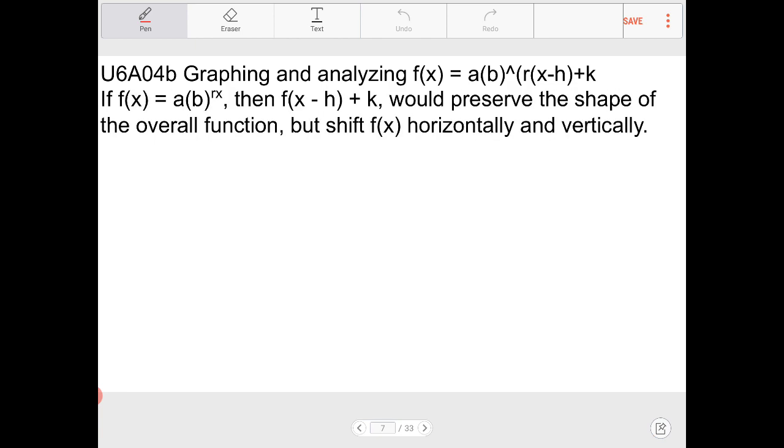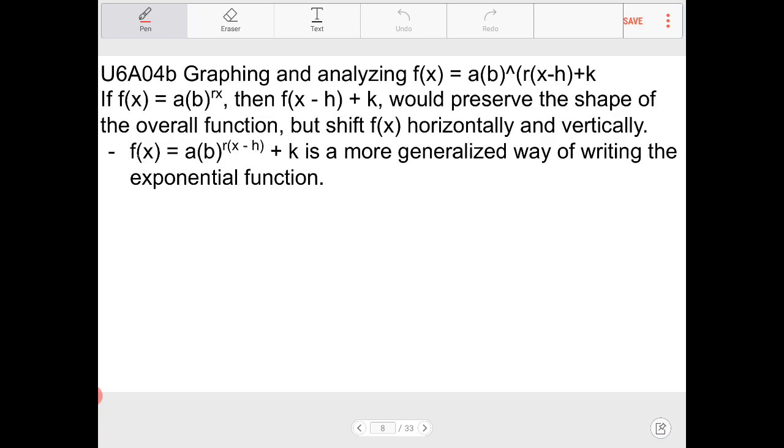Remember the concepts of transformations of functions: f(x - h) + k, where h and k just cause a horizontal and vertical shift. Those concepts are still very much applicable even when we're dealing with exponential functions. As a matter of fact, they are applicable to universally any function.